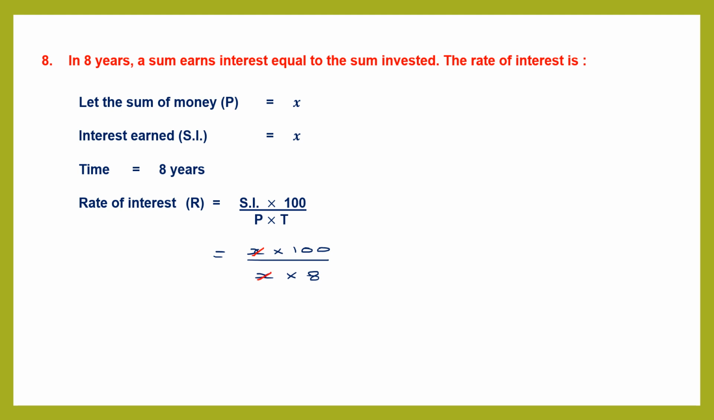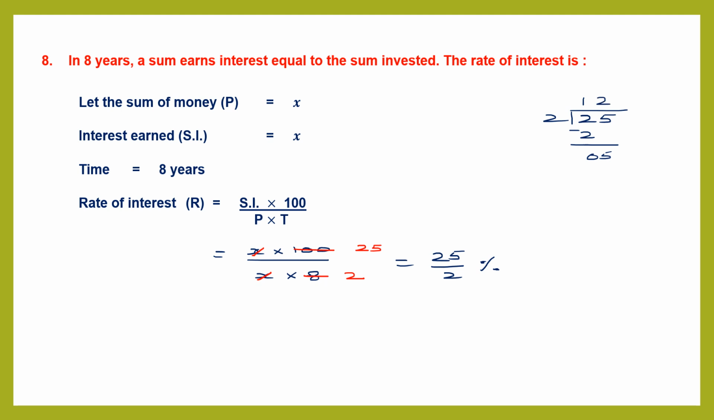We can cancel this by 4. 4 2s are 8 and 4 into 25 is 100. So here we have 25 by 2%. Now let's convert this to a decimal number because our options are whole numbers or decimal numbers. So this is 25, let's divide this by 2. 2 ones are 2, minus, bring down the next number.